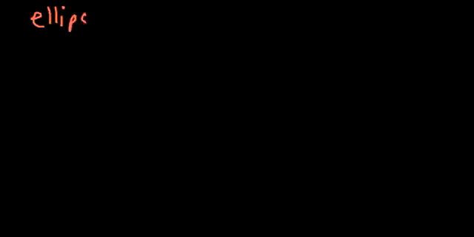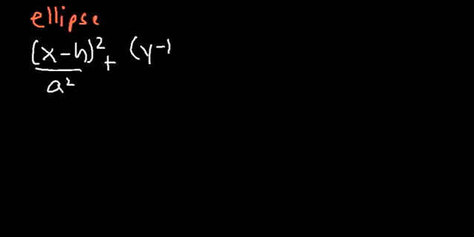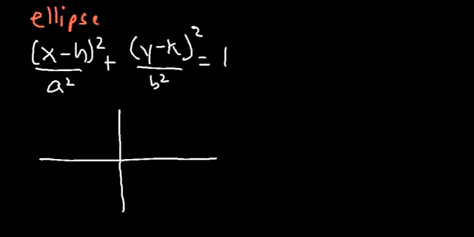Now, for an ellipse, if you have x minus h squared over a squared plus y minus k squared over b squared equals 1. So remember, a is the bigger one. a is greater than b. So what's going to happen is, let's assume the center is the origin. You're going to have a graph that looks like this.